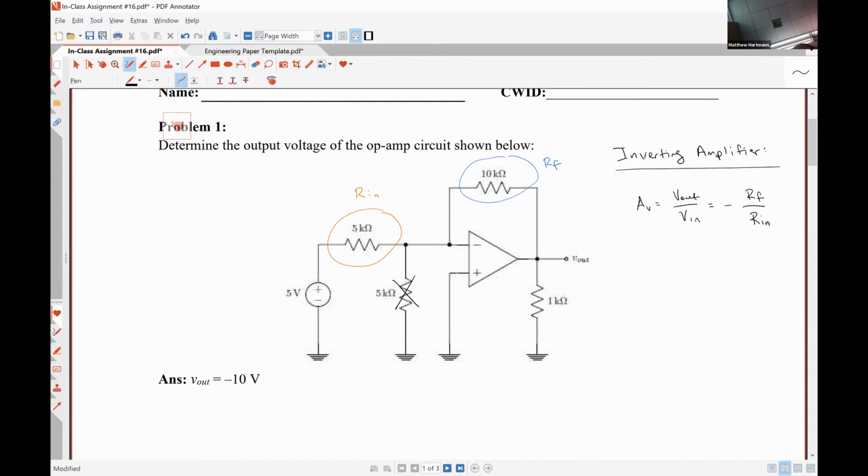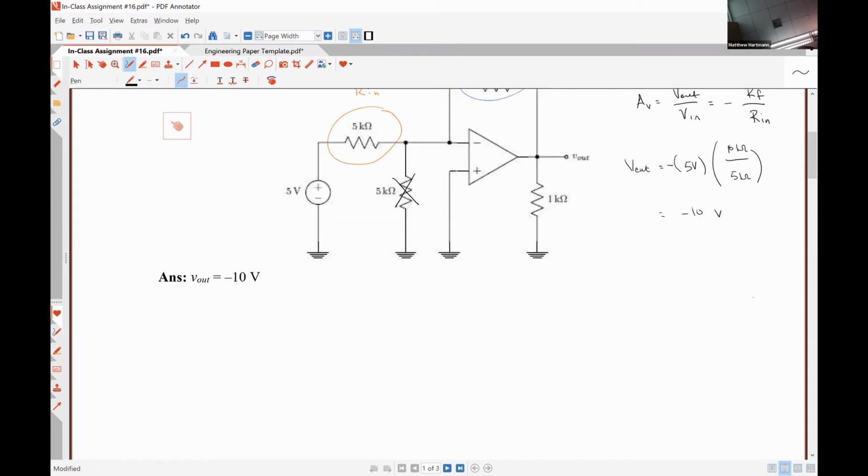For this particular problem, we can use just that relationship and find that V out is equal to V in, which is 5 volts, times negative RF, 10 kilo ohms divided by RN, 5 kilo ohms, which gives us negative 10 volts with no circuit analysis whatsoever. That's why understanding these different negative feedback op-amp topologies is so powerful. Once you know them, you don't actually have to do any circuit analysis. You only need to use the input-output relationships.